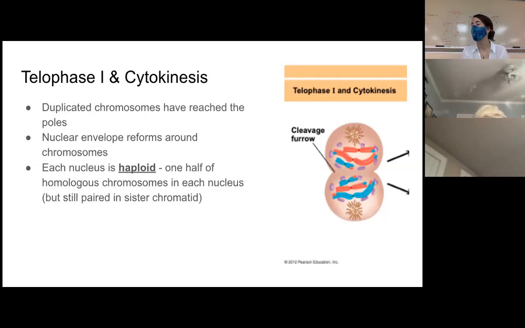In meiosis 2, we will separate our sister chromatids. We'll go through these same steps again. It's just what are we separating? Okay. So in telophase, we move everything to the poles. Cytokinesis, we divide it. Each nucleus is haploid because you don't have both homologous chromosomes anymore. You only have this one or this one. You might have 2 copies of it, but you don't have all of the information that your original cell had. You only have half of the information. So it is a haploid cell.